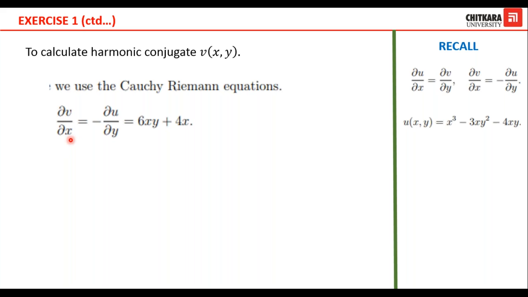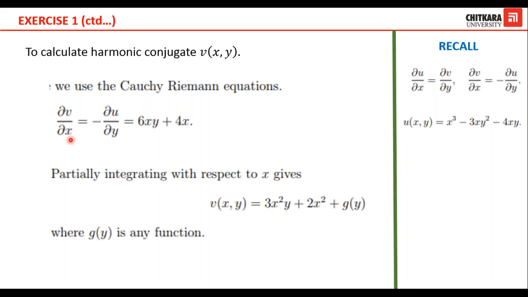So that means when I get the integration constant, that constant will be in terms of the variable y. So let's see. When you integrate with respect to x, you will get 6x squared by 2, times y, so it will become 3x squared y. 4x will become 4x squared by 2, so it will become 2x squared. And now you will get a constant function as g(y).